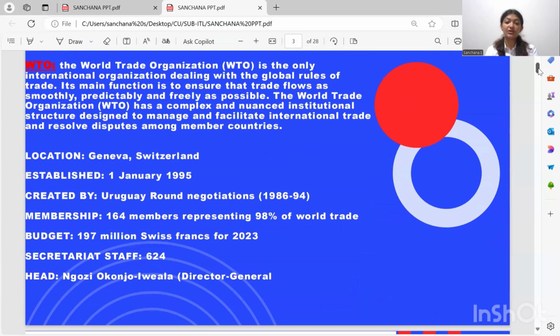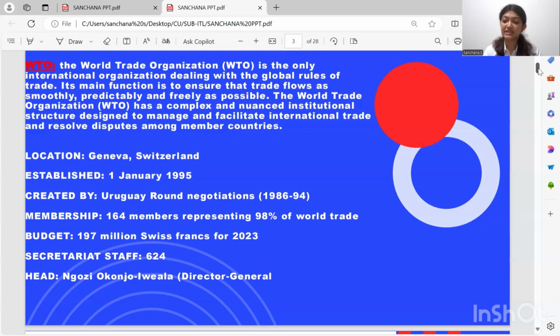WTO. The World Trade Organization, WTO, is the only international trade organization dealing with the global rules of trade. So, hence, its main function is to ensure the trade flows as smoothly, predictably, and freely as possible. The World Trade Organization has a complex and nuanced institutional structure designed to manage and facilitate international trade and to resolve disputes among the member countries.